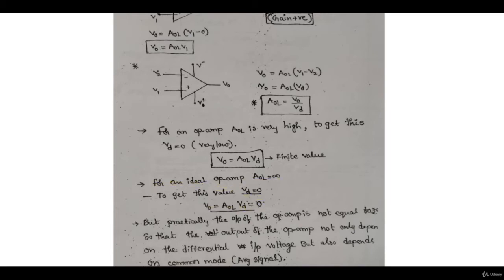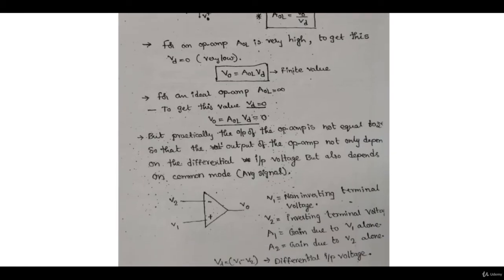An op-amp not only provides output for differential input, it provides for common mode input as well. Practically the output of the op-amp is not 0, so the output not only depends on the differential input voltage but also depends upon the common mode or average signal. So it responds to the differential signal as well as the average signal. We don't use the word average signal, we use the word common mode signal.